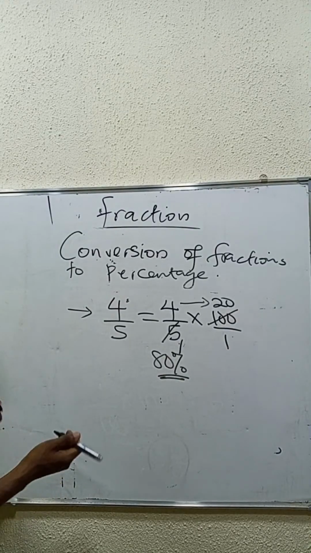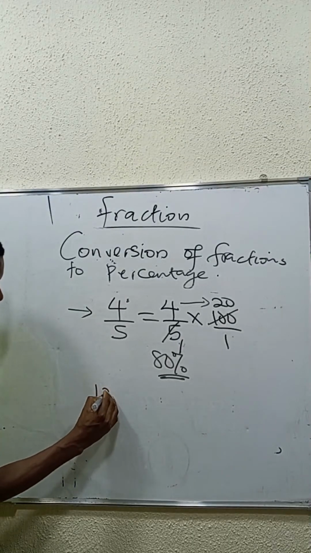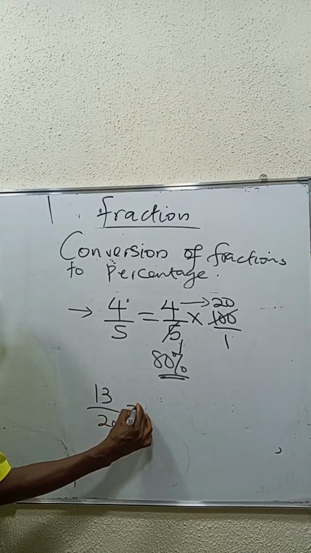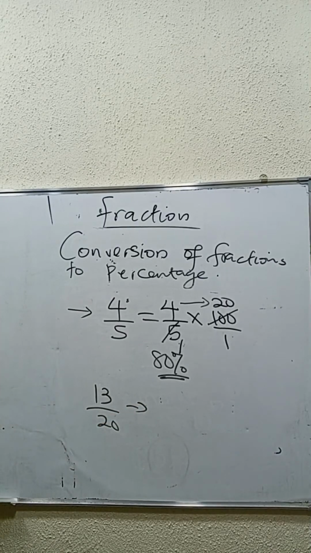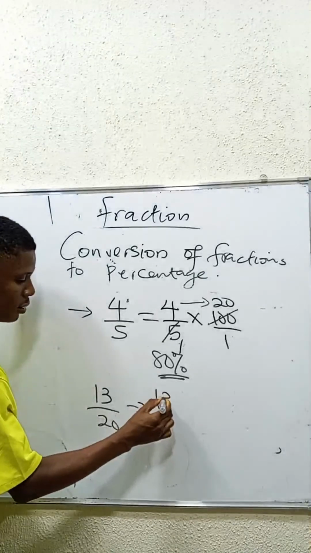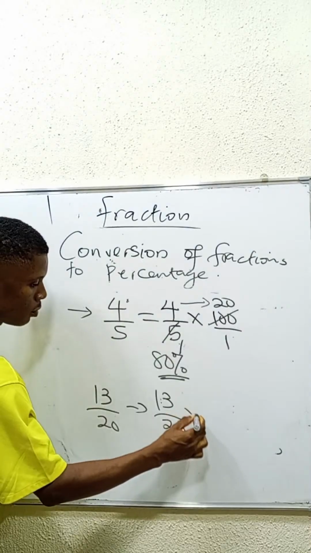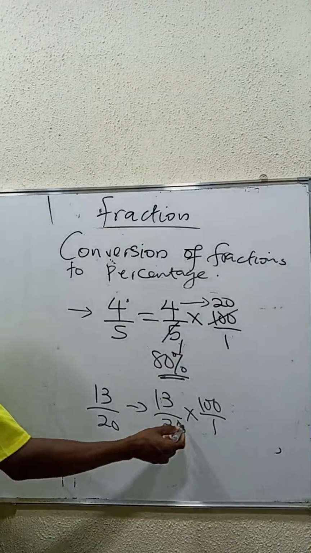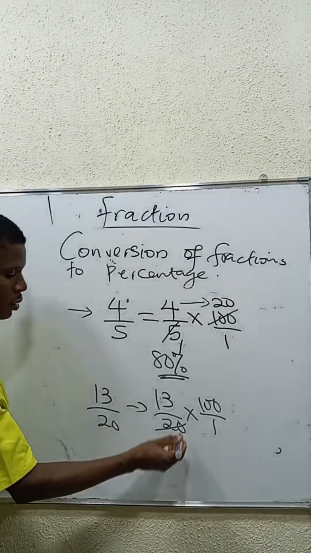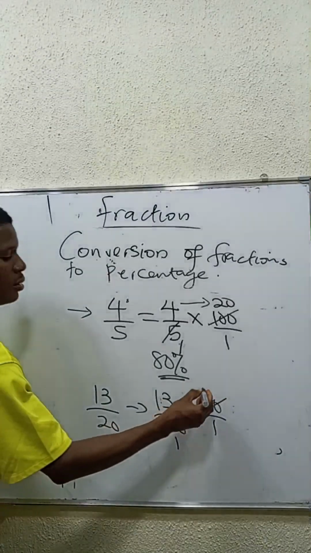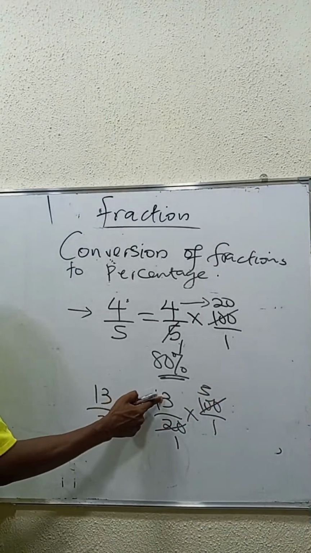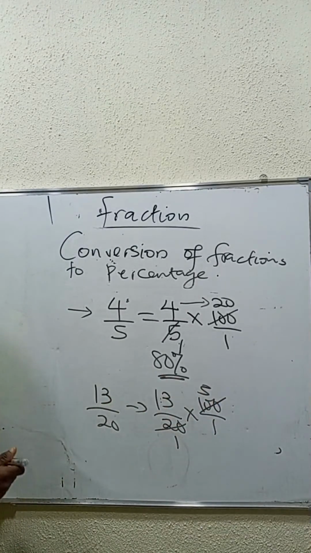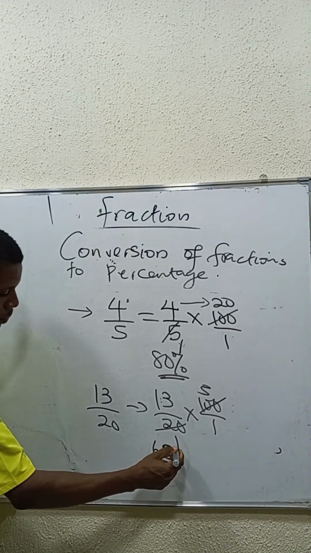Okay, let's look at the next one. We have 13 over 20. What is 13 over 20? All you got to do is multiply by 100 over 1. What do you observe? 20 can divide itself to get 1. 20 can divide 100 to get 5. We now multiply 13 by 5. 13 times 5 is what? 65. The answer is 65%.